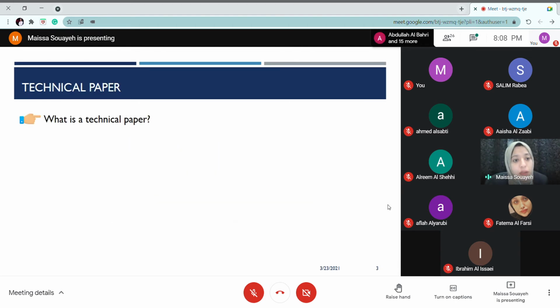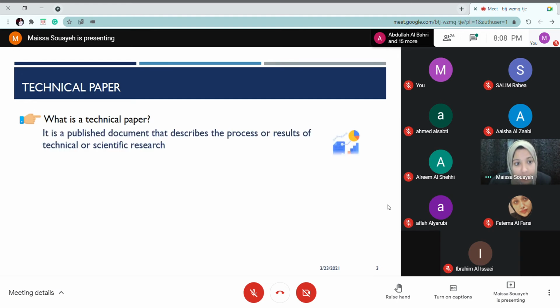So first of all, what is a technical paper? A technical paper, simply, is a published document that describes a process or a result of a technical or a scientific research. Okay, so you'll ask yourself, what is a scientific research? How can I do a scientific research? How can I establish a scientific research? How can I write a scientific paper or a technical paper?